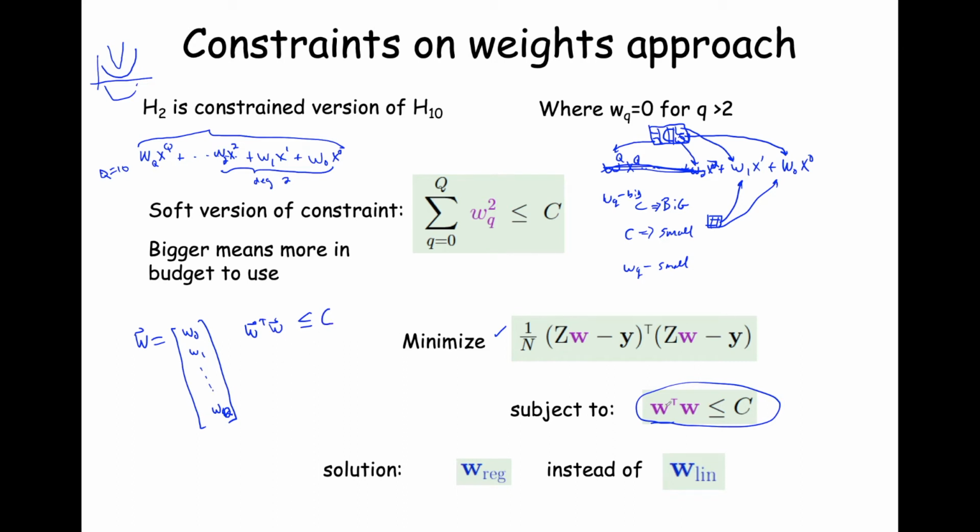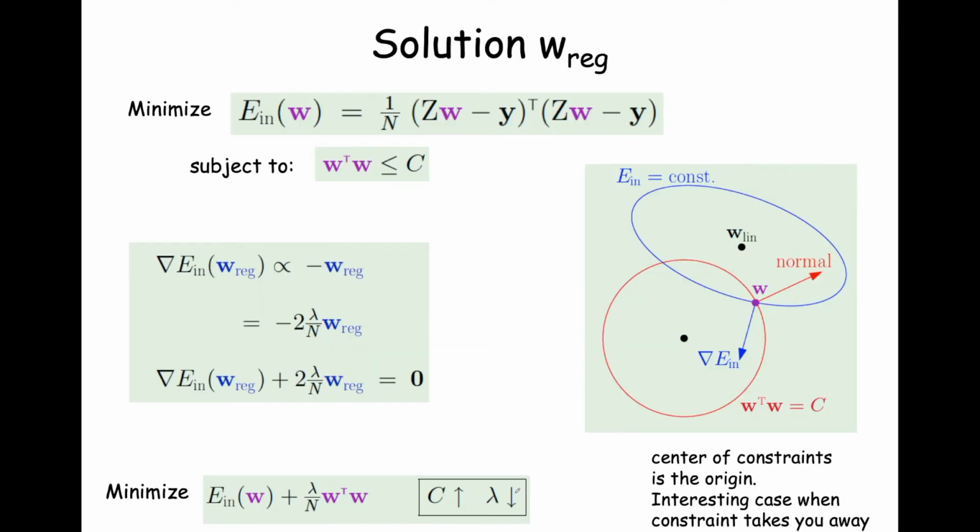All right, so here we change our constraint to be W transpose W at most C. And our solution, therefore, is now the WReg, the regularized version of the regression solution, which is going to be different from the original WLin that we had from before. Okay? All right. So let's pause on this slide and habituate to it a little bit to discuss the intuition, and then we'll go from the intuition, this diagram, to the actual math to motivate our solution.